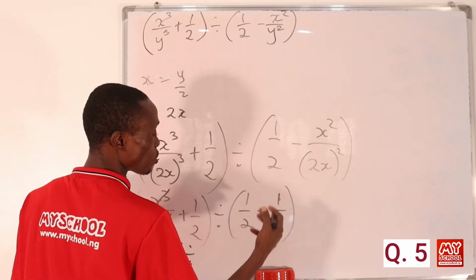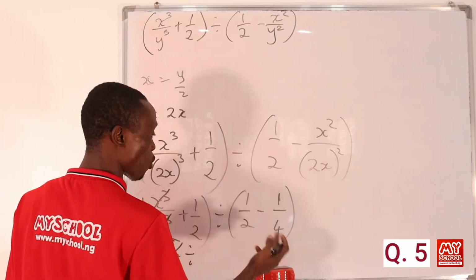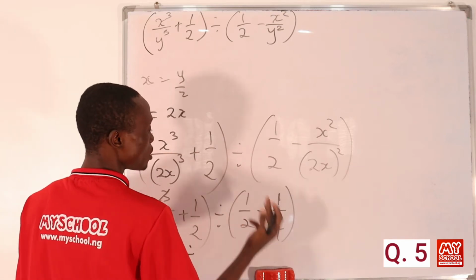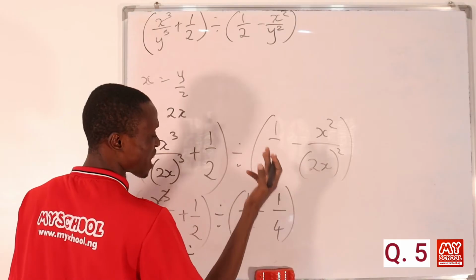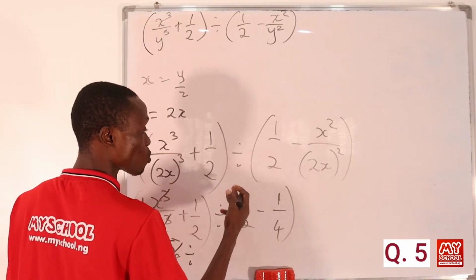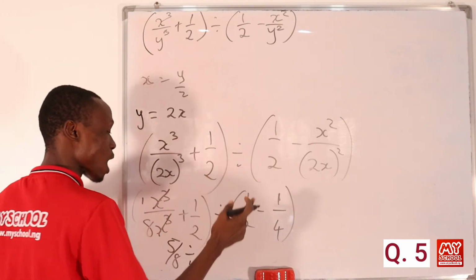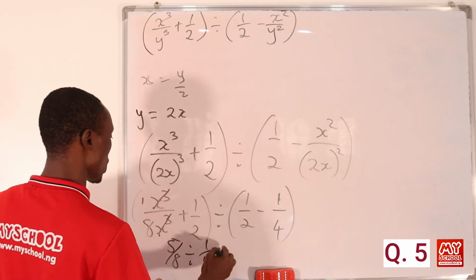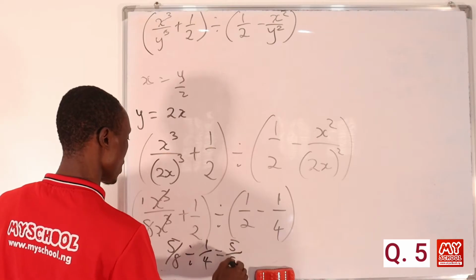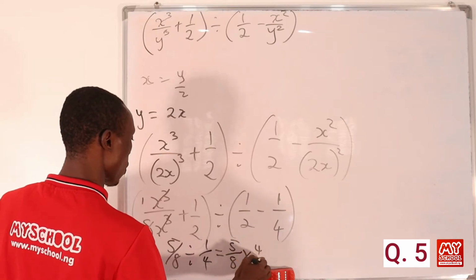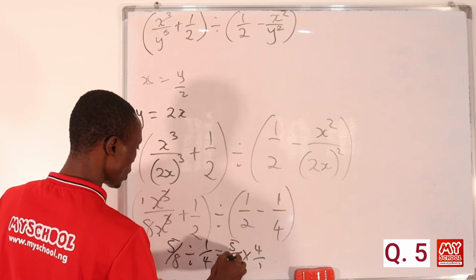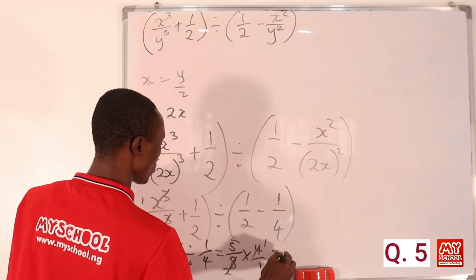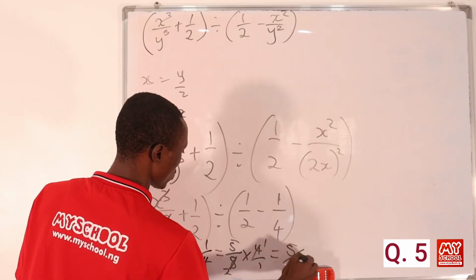LCM of 2 and 4 is 4. So 2 into 4 is 2, 2 times 1 is 2, then minus, 4 into 4 is 1, 1 times 1 is 1, so 2 minus 1 is going to give us 1 over 4. So you'll be having 1 over 4, right? This is division, so we can rewrite this to be 5 over 8 times 4 over 1. So that 4 here is 2, and 4 here is 1, so at the end of the day, we'll now be having 5 over 2.